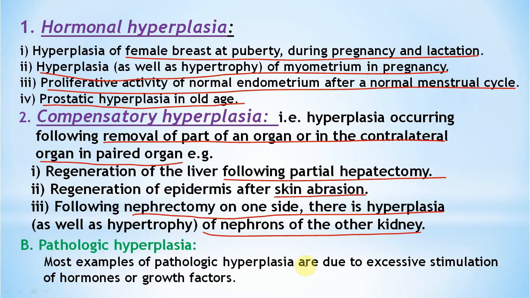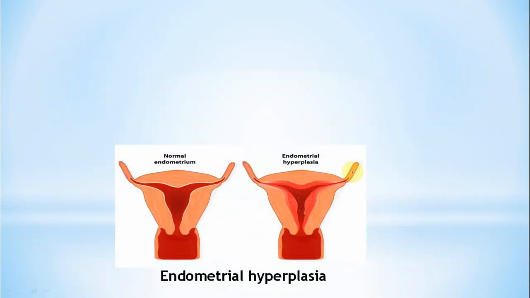Pathologic hyperplasia is mostly due to excessive stimulation by hormones or growth factors, for example endometrial hyperplasia following estrogen excess. In wound healing, there is formation of granulation tissue due to proliferation of fibroblasts and endothelial cells. This is the picture of endometrial hyperplasia as well as hypertrophy.